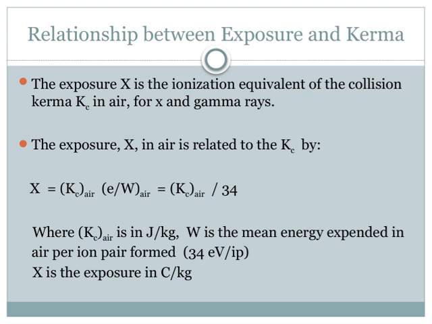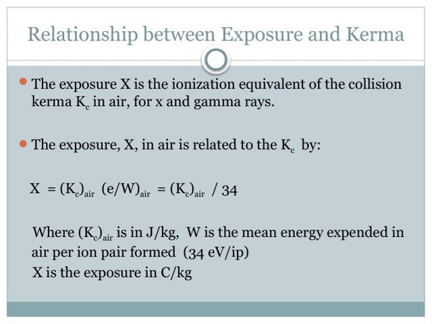The formula is pretty straightforward. X equals Kc in air multiplied by the ratio of the mean energy expended per ion pair, W, which is 34 electron volts, divided by the elementary charge, E. Simplifying that, we get X equals Kc in air divided by 34.